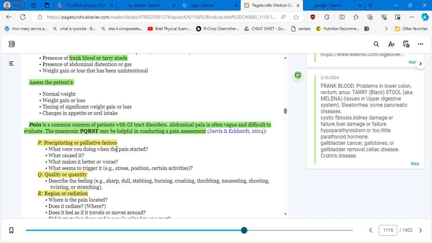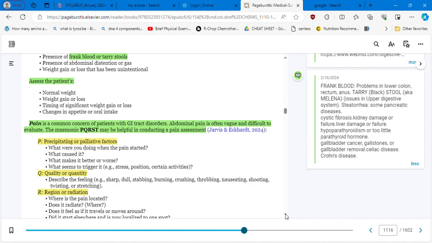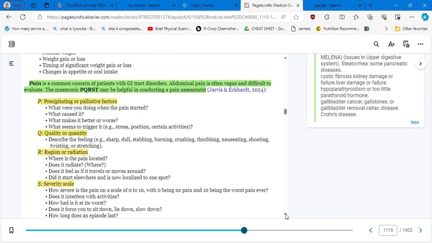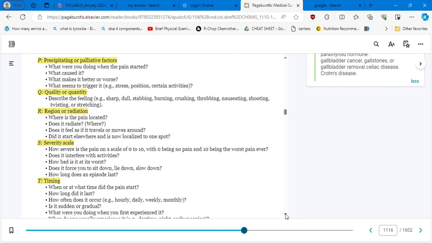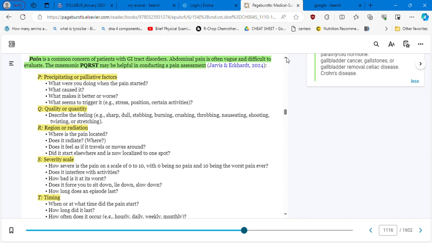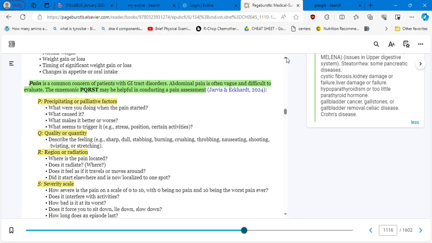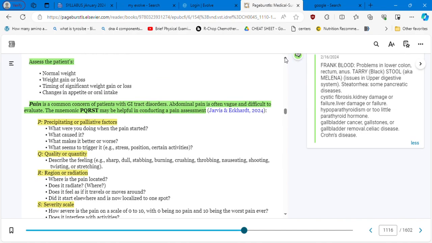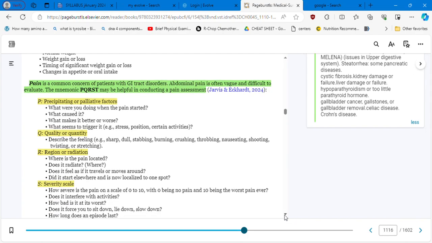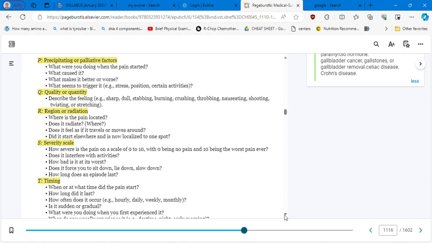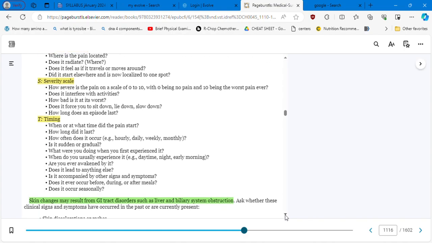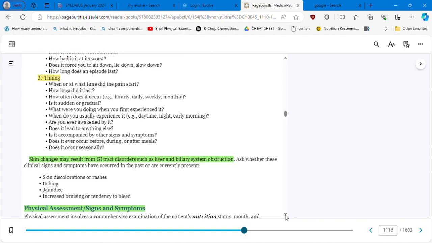Precipitating or palliative factors is the P. The Q is going to be quality and quantity. R, region or radiation, S, severity scale, and T, timing. So as you can see, when I mentioned the different characteristics of the blood in the stool, you saw that I mentioned a lot of conditions, right? So that's what I'm telling you. The pattern in your bowel movement is telling us basically everything.